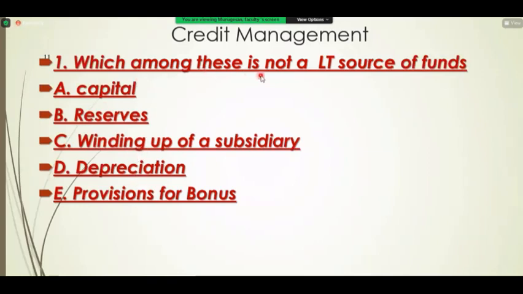The question is, which amount is not a long-term source? So the provision for bonus is a short-term source. So the answer is E.